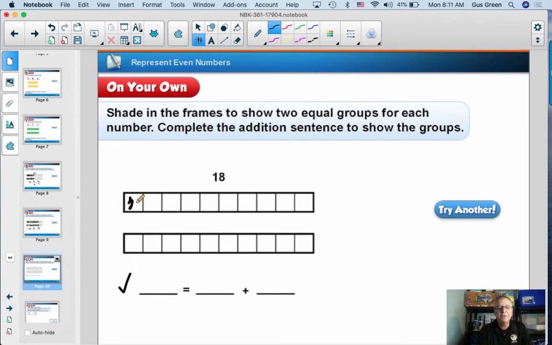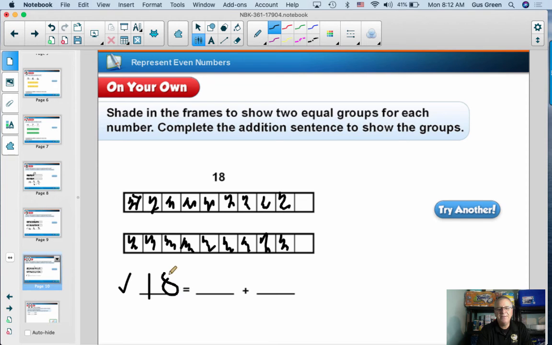count to 18. So 1, 2, 3, 4, 5, 6, 7, 8, 9, 10, 11, 12, 13, 14, 15, 16, 17, and 18. And I can tell that it's an even number because they all match up.